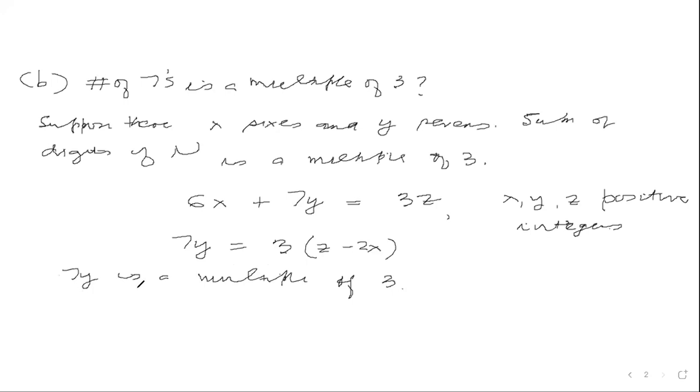Now, for 7y to be a multiple of 3, this can only happen if y is a multiple of 3. You see, 7 times 2 is not a multiple of 3. 7 times 3, yes. 7 times 4 is 28. 7 times 5 is 35. 7 times 6, yes. The reason is that 7 is not a multiple of 3. 7 and 3 have no common factors. So if this is going to be a multiple of 3, that number there must be a multiple of 3. So therefore, y is a multiple of 3.